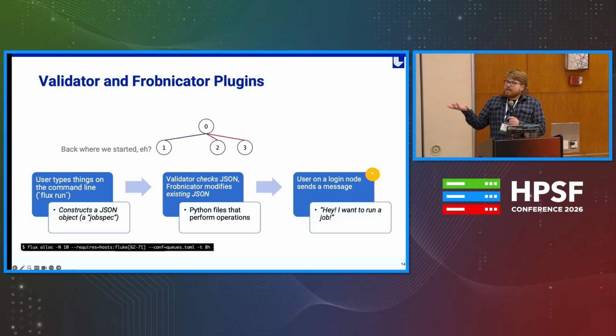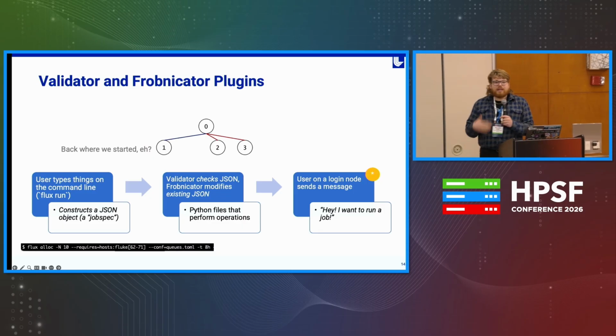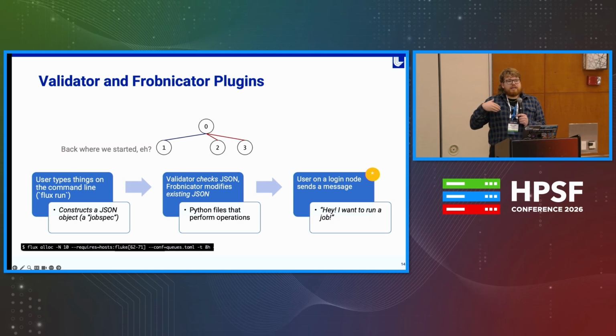We also have frobnicator plugins, which modify existing job specs. So if you wanted to say, hey, if a job doesn't set a time limit, and we've implemented this by default already, but the way that we implemented this is we said, hey, if a job doesn't have a time limit, we want the default time limit to be 8 hours, and that's enforced by a frobnicator plugin.